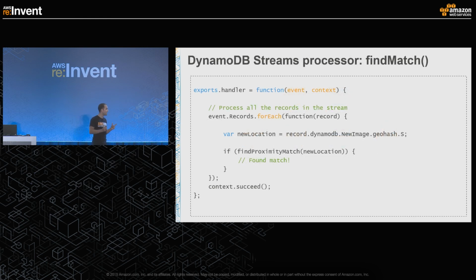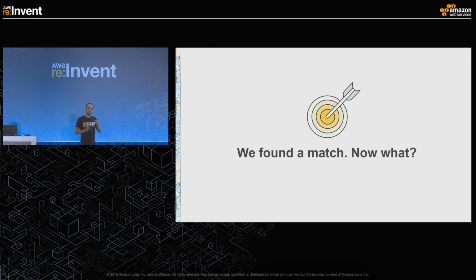This is the code, how it would look on handling a DynamoDB stream. So the records that are coming in from the DynamoDB table, we go through all of them, and then we have our find proximity match algorithm. I didn't outline that one here, but you would basically just look at the position and find the individual users. What if we found a match? What are we going to do next? We need to alert the user, right?